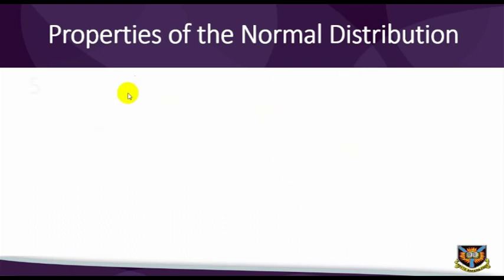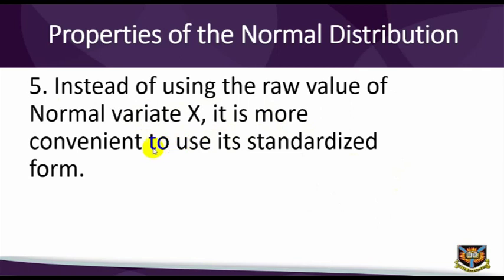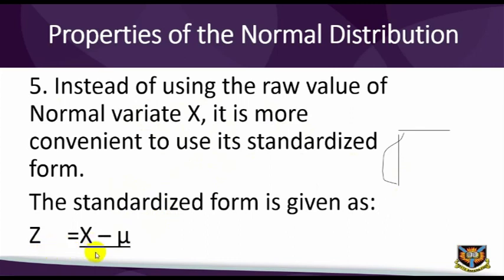5. Instead of using the raw value of normal variate x, it is more convenient to use its standardized form. The standardized form is given as z = (x − μ)/σ, equation 9.2. This means that x has mean μ and standard deviation σ, but the variate z has mean 0 and standard deviation 1. z is the standard normal variate, or score.